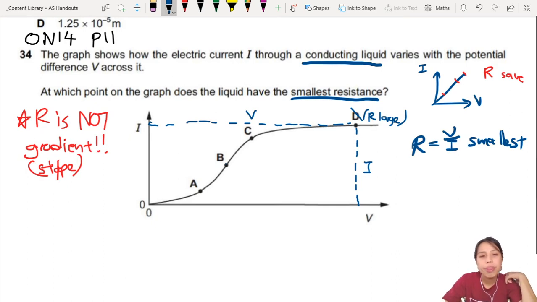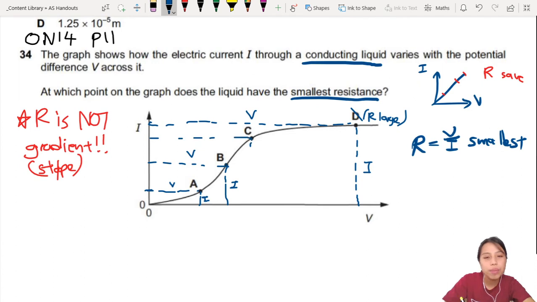Let's look at A first. For A, your I current is a little bit small, and V is pretty big. Compared to this one, the value is a little different. V over I, okay. For this one, the resistance is a little smaller because V is a little more the same size as I. Then we go to C.